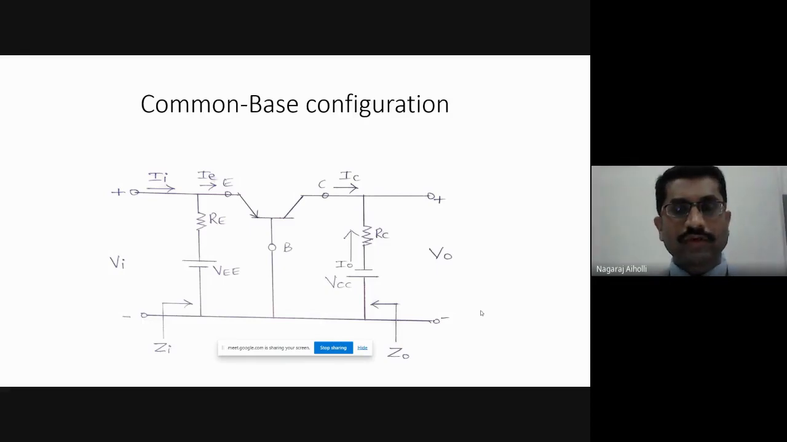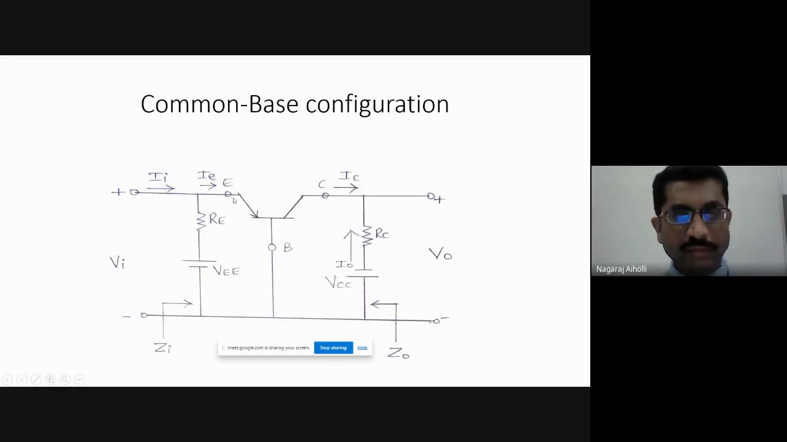This is the common base configuration considering the PNP transistor. It is a PNP transistor because the arrow at the emitter terminal is pointing into the transistor. If the arrow at the emitter terminal is pointing away from the transistor, then it is an NPN configuration. As the arrowhead is pointing towards the transistor at the emitter terminal, it is a PNP transistor. This PNP transistor is connected in the common base mode. That is, the base terminal is common between the input portion and the output portion of the circuit.